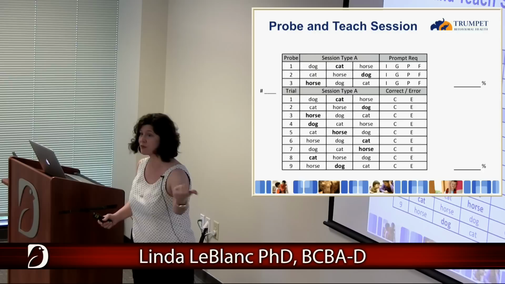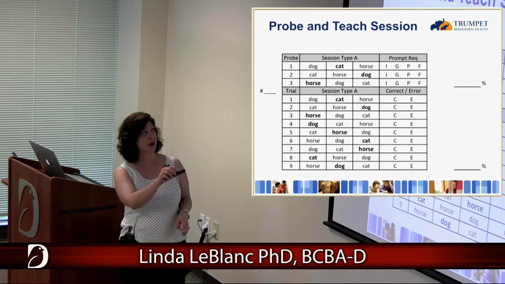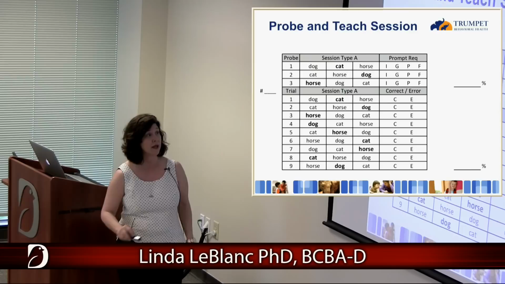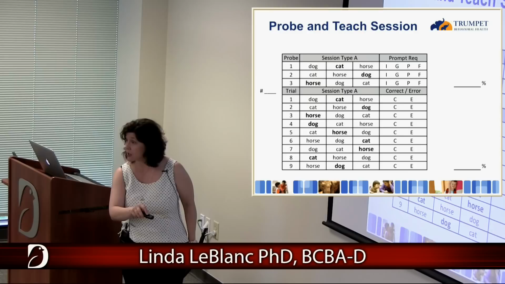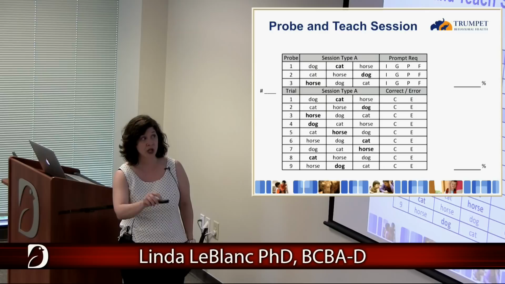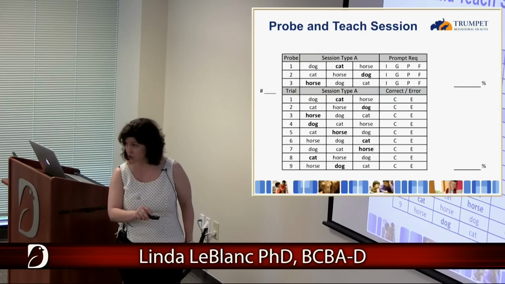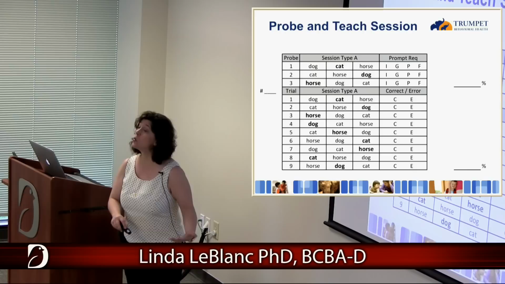So here is where I might write down, is this version, should you do this as your first, second, or third iteration? Remember I said you got three versions? This is where I'm going to write down the percentage independent on the probes. So if all three of them are an I, that's 100%. If two of them are an I, that's 66%. This is where I'm going to write the percentage correct for the teaching trials, and the teaching trials may or may not be independent yet. Okay? So what about your mastery criteria?